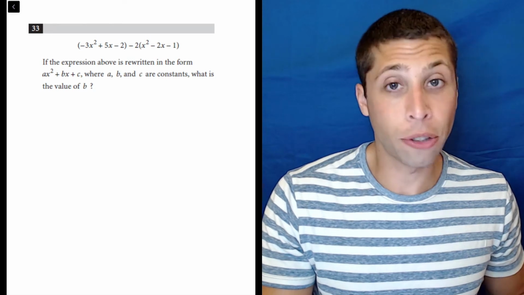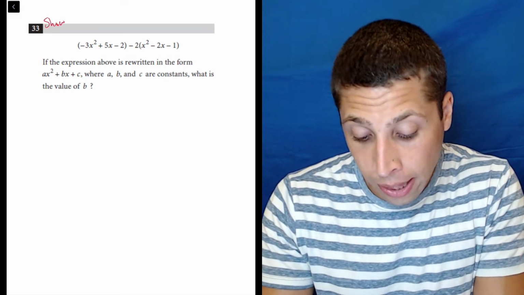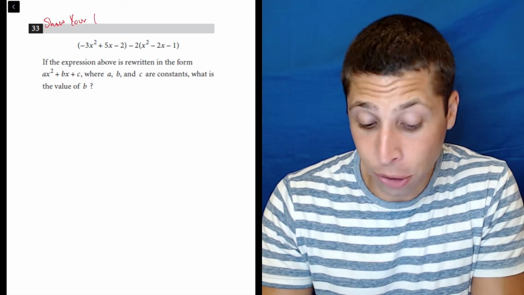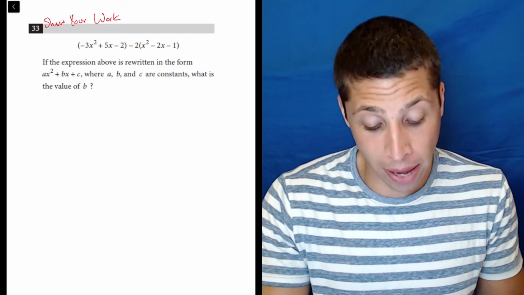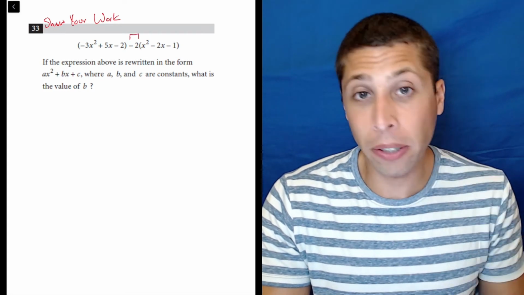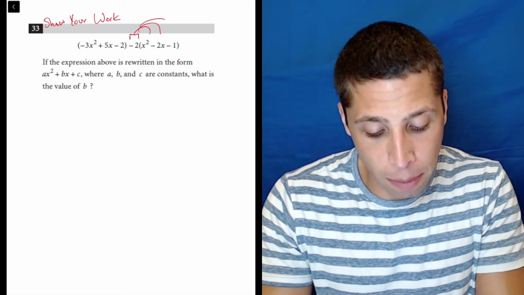This is just some pretty straightforward algebra, but I'd hate to lose points at this point because of laziness, so show your work. There is a very common mistake that people make, and I know from experience that this -2 is going to be a problem. They're hoping that I mess up the distribution.